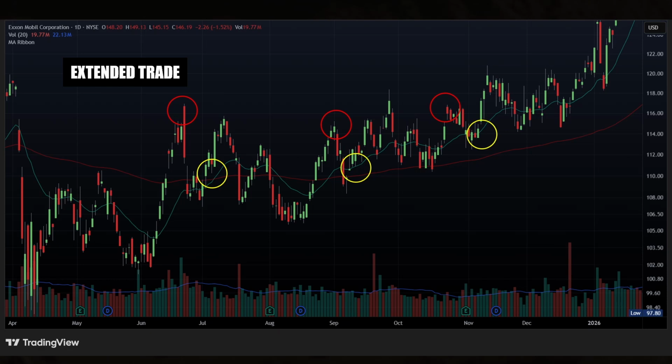Buying here is one of the biggest mistakes retail traders make. They see a massive green candle ripping higher and buy out of FOMO, fear of missing out, only to watch price snap back to the average the very next day.